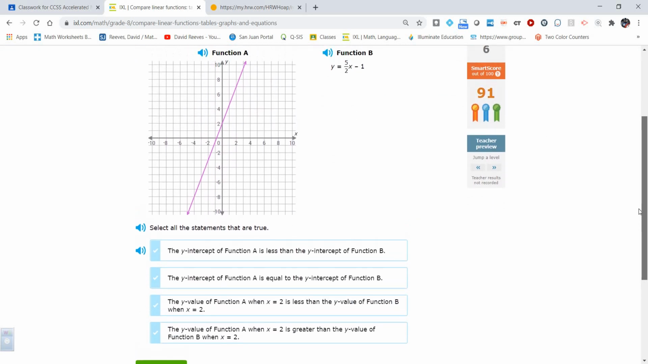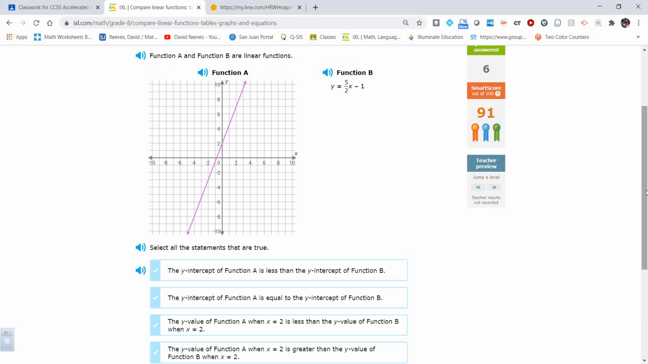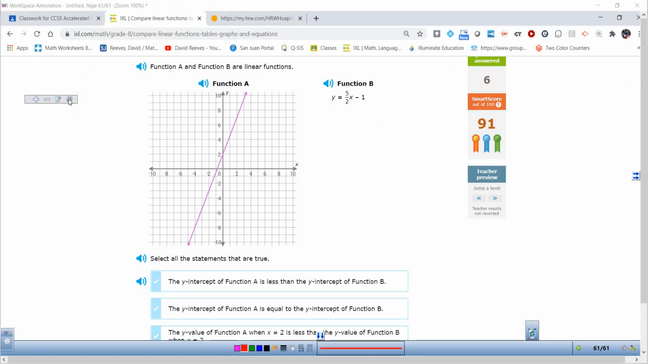All right, I'm going to do one more, and then we're going to call it a day on this. So now they want us to compare the y-intercepts, and they want us to compare y values given x.